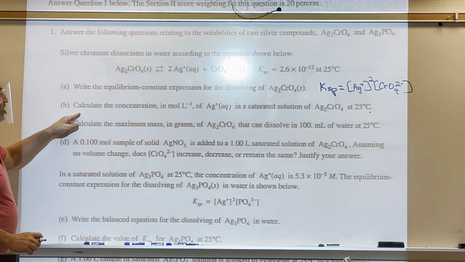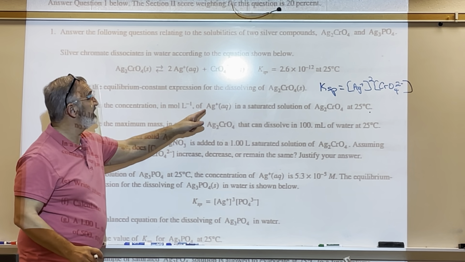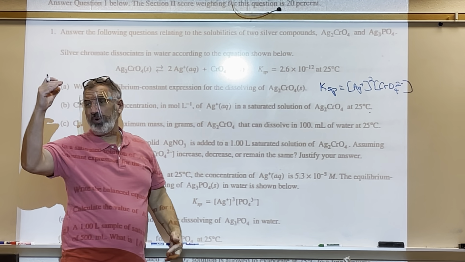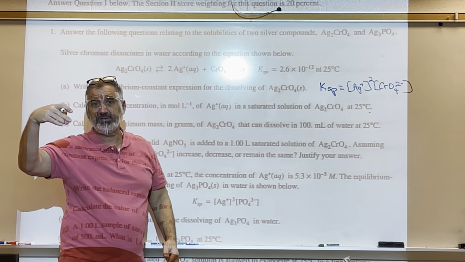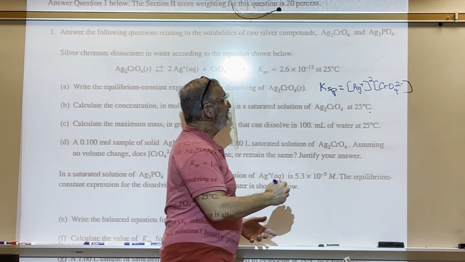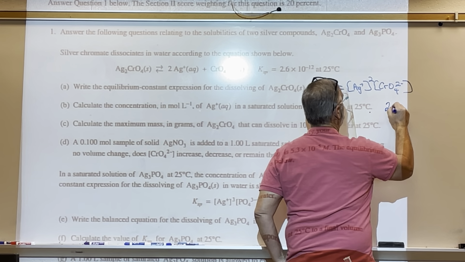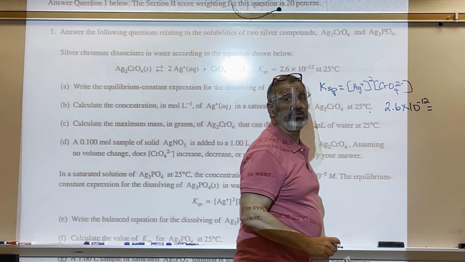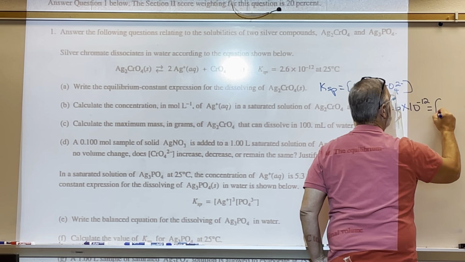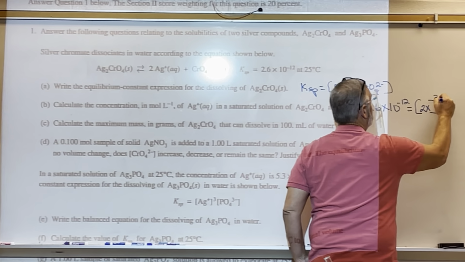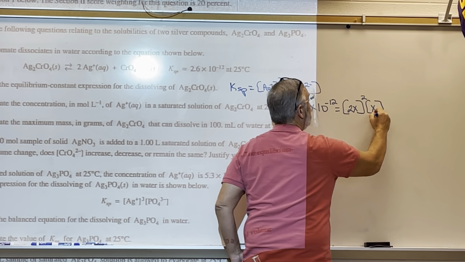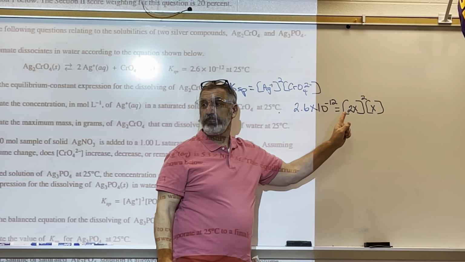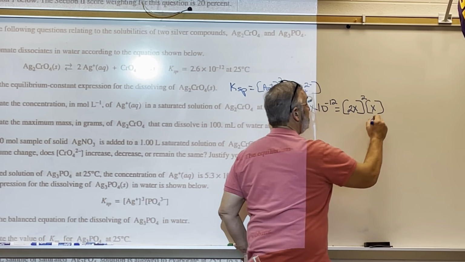Now, calculate the concentration in moles per liter. So this is, given the Ksp, what's the molar concentration? I can't remember if that was problem type one or two for Ksp, but it's one of those first two types. Okay, so we know Ksp is 2.6 times 10 to the minus 12. What's that going to equal? 2x squared times x. Now it's important, make sure you put the square on the outside because the 2 has got to be squared as well. Okay? So it's 2x squared. So that's going to equal 4x cubed.